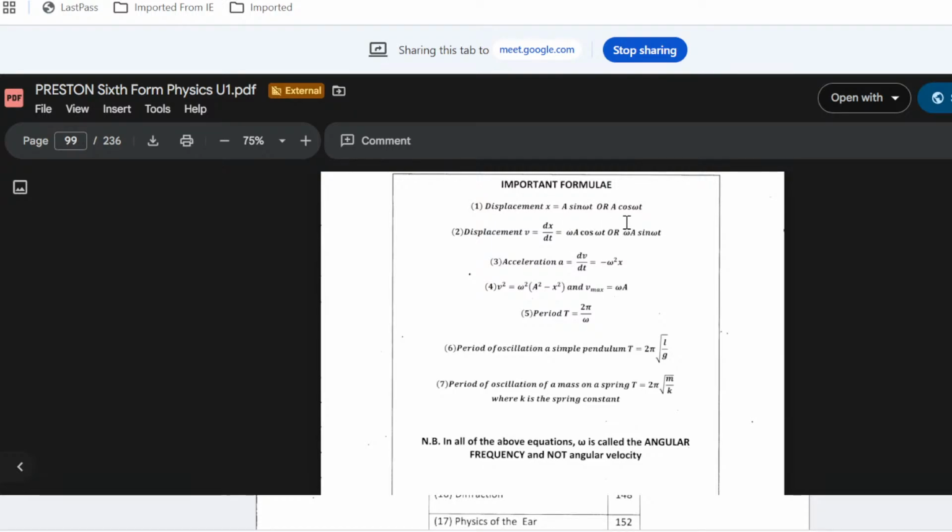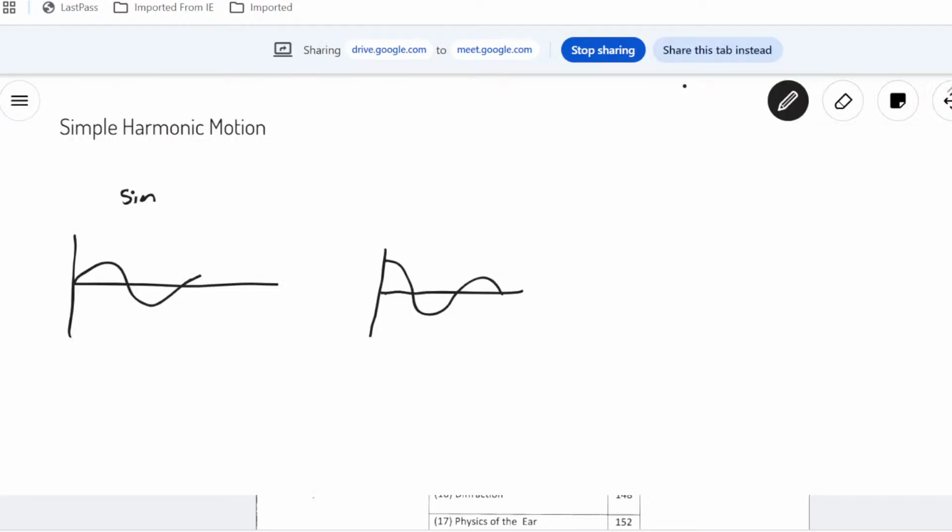All right, so we see the omega appearing again. If it's displacement, it's A. What's A in this case? Amplitude. Amplitude should represent the maximum displacement. And then omega, which we know is 2 pi over T, or 2 times pi f. All right, so we can write those.